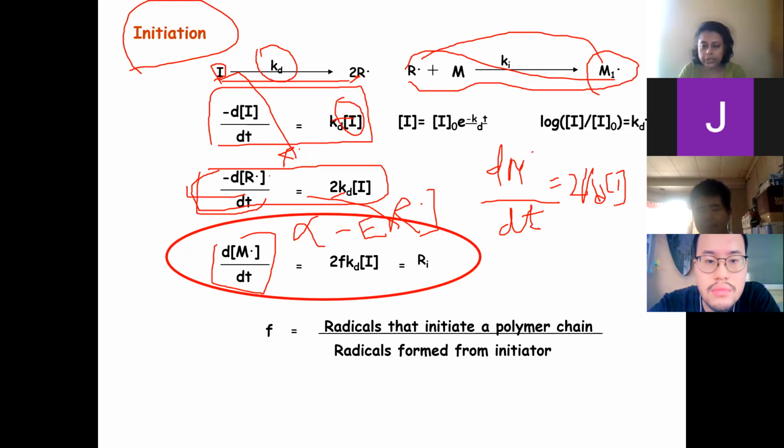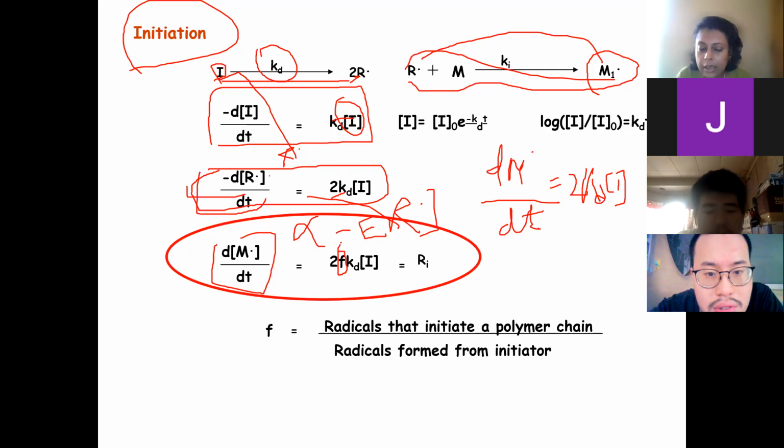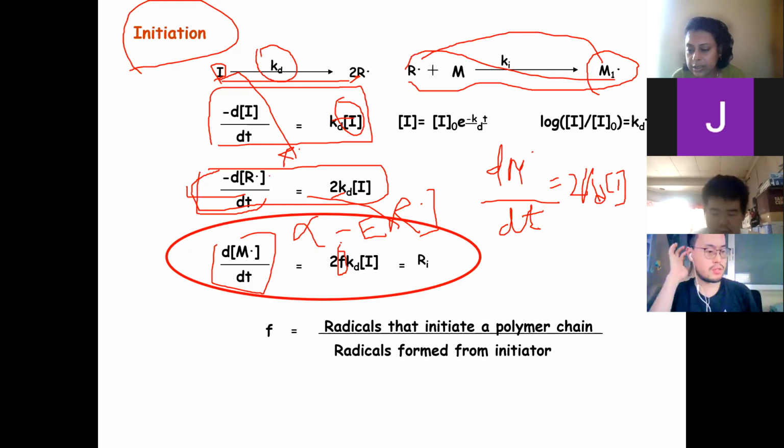But now the question is, what is this? Why do I have this? If you recall, I told you guys that not all the initiators are taking part in the polymerization reaction. Many initiators are getting wasted by cage reaction, induced decomposition, or termination to the initiator, all these things.